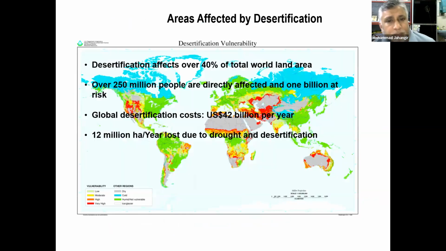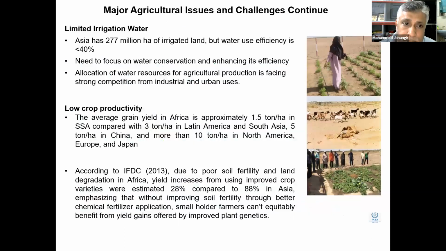We have the problem of desertification, I mentioned. Over 250 million people are directly affected, with 1 billion at risk. Global desertification costs about $42 billion per year, and 12 million hectares per year are lost due to drought and desertification. That means we are losing land every year, huge potential land we are losing, and our land natural resources are squeezing.